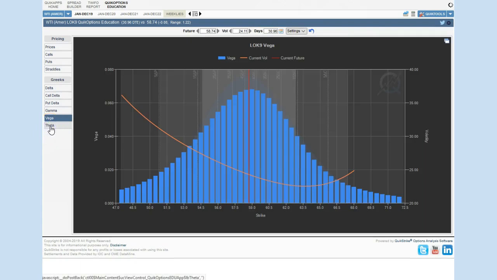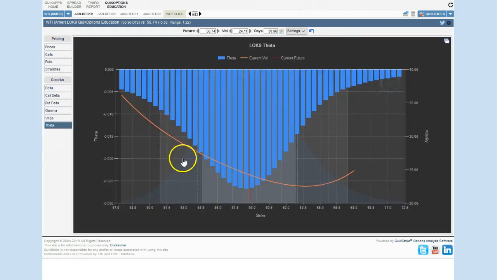And finally, we come to Theta. So we'll click on Theta. Now it's opposite, because when you own options, you lose. So this is a negative number. It's going to say if you own options, you're going to pay decay. You're paying Theta. So this is how much you're losing by owning.